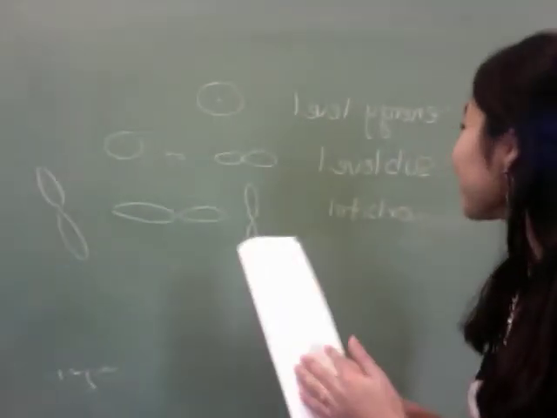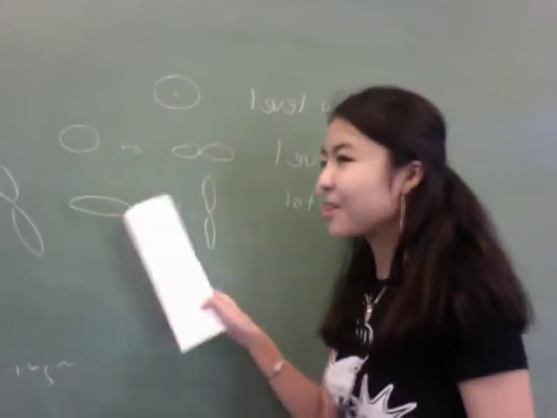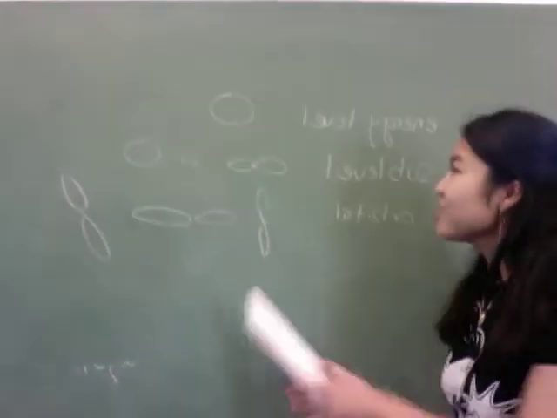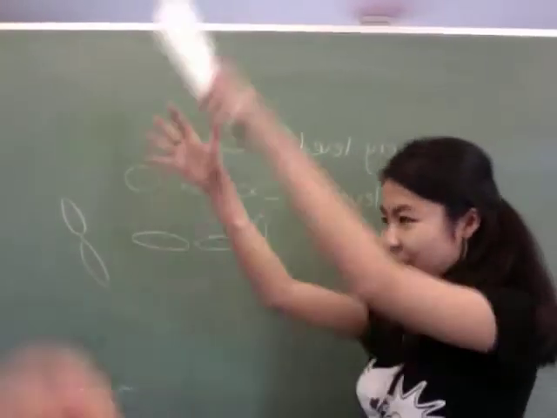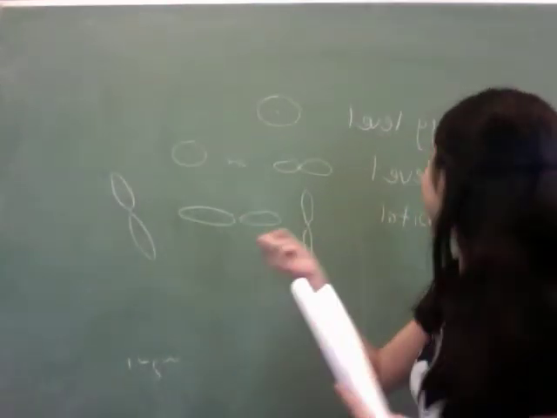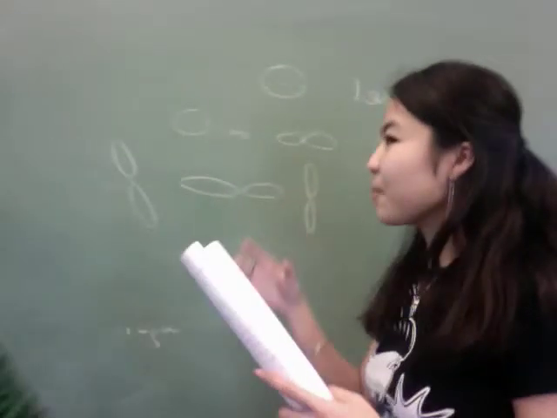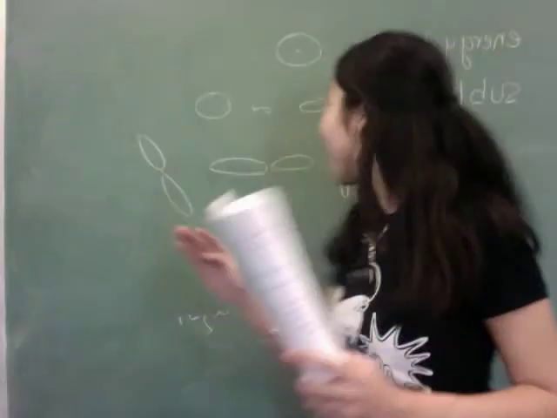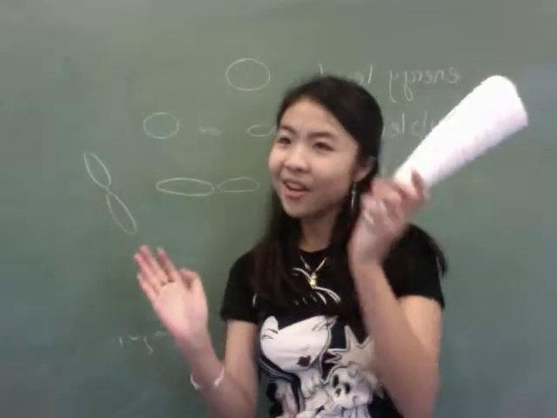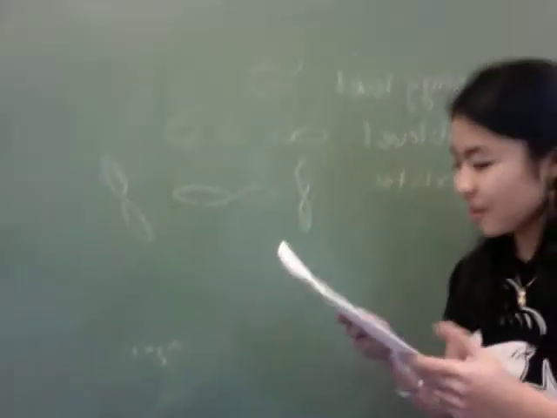So this is my way of remembering the differences between these things. An energy level is like the big circle around the nucleus, and then the sublevel is like the p and the s. And then the orbital is actually which way it is oriented. So it could be this way, or that way.